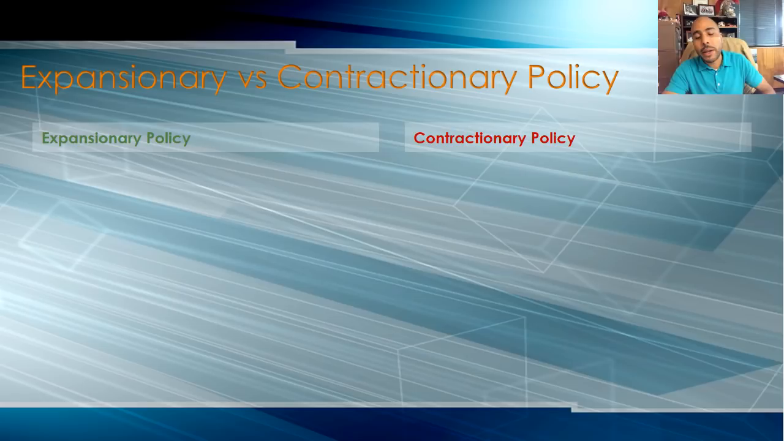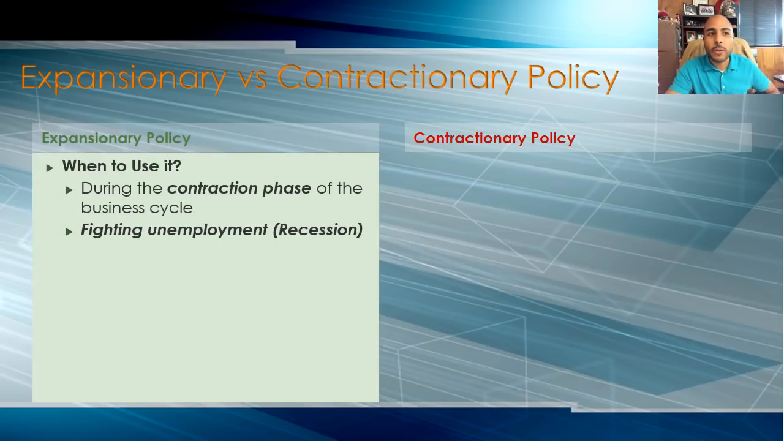All right. Now, when it comes to monetary policy, just like fiscal policy, we have expansionary and contractionary policy. Expansionary monetary policy is what we would want to use during the contraction phase of the business cycle. Basically, if it seems like the economy is heading towards a recession and we have a lot of unemployment, expansionary monetary policy is one way to fight against that recession or to fight against unemployment.